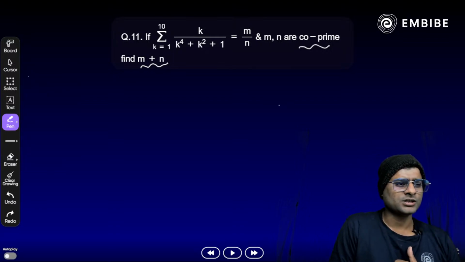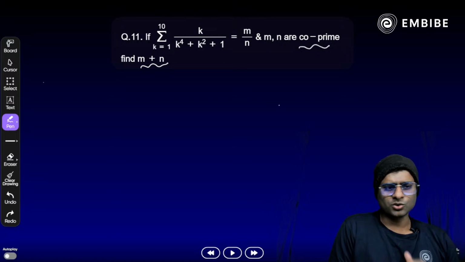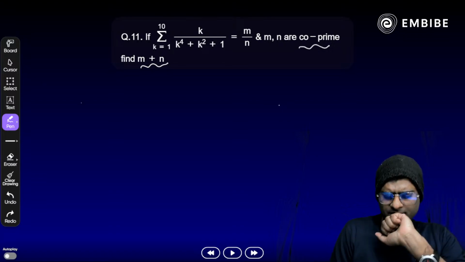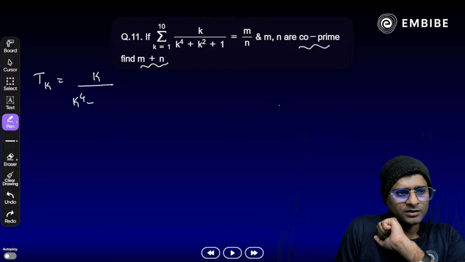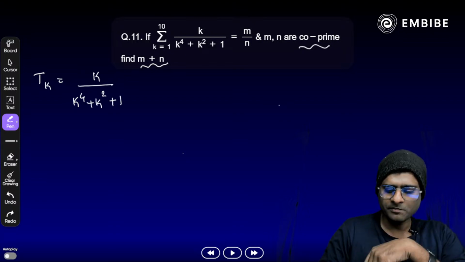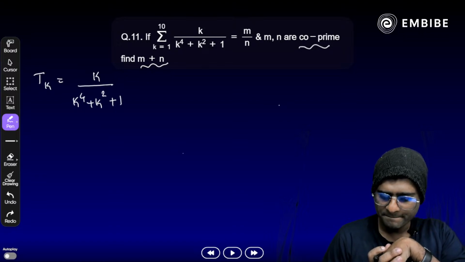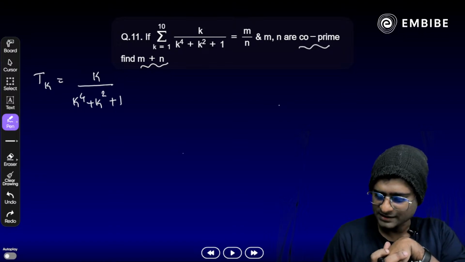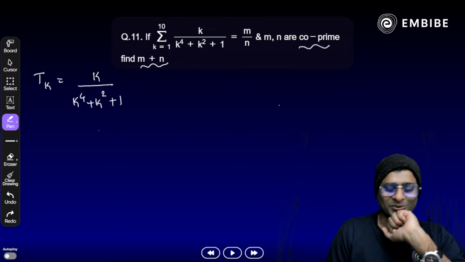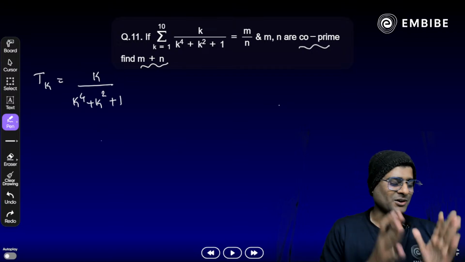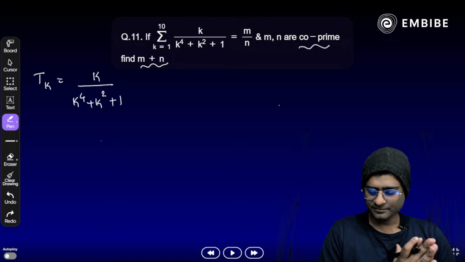इंपॉर्टेंट वन, क्वेश्चन नंबर 11. सो अभी सिर्फ और सिर्फ फोकस करते हैं हम केथ टर्म पे, जो कि आपका k बाई k रेस्ट पावर 4 प्लस k स्क्वायर प्लस 1 हियर. ओके, m plus n is 166. ओके आर्या, ऑल राइट, जस्ट होल्ड ऑन. सो अभी हमारे पास केथ टर्म है.